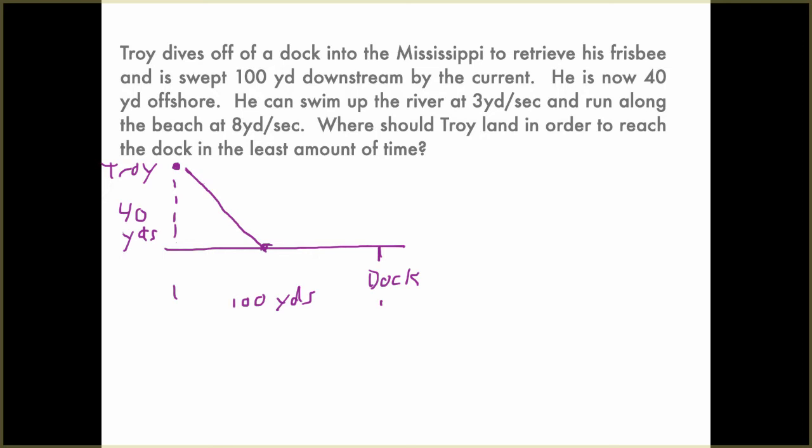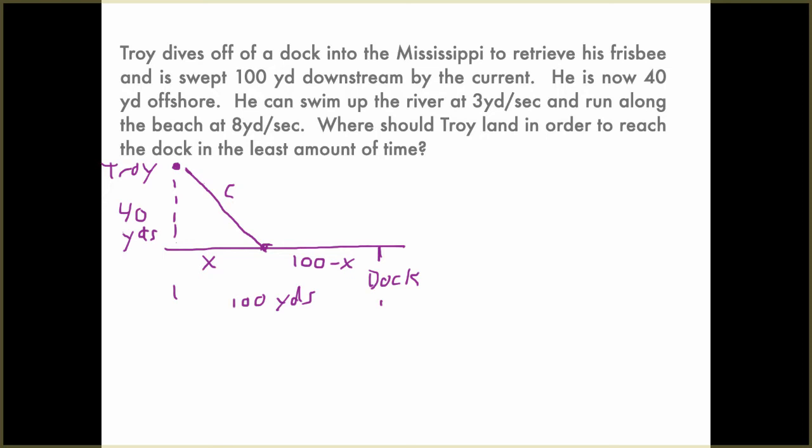So we have a couple of different distances, and this one I'm going to call X. From where he is, 100 yards away, this is the distance X, and this remaining distance here is our total distance minus X, which is 100 minus X. This is my hypotenuse. I'm going to call it C. All right. So there's my drawing that will help me solve this problem.